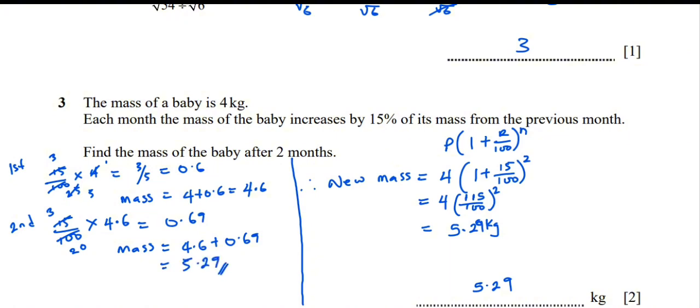So you can do it this way. Let me explain that again. Find the 15% of the first 4 kg. That will give you 0.6, which is the mass increase after 1 month. So you add this to the original mass of the baby, which will make the baby 4.6 kg. Now, you also find the 15% increase of this particular mass, which will give you 0.69 kg. When you add it to the previous mass of the baby at the end of the first month, because this is the second month now, that's how you are going to get 5.29.